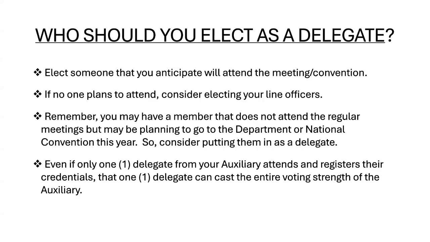Now, who should you elect as a delegate? Elect someone that you anticipate will attend the meeting or convention. If no one plans to attend, consider electing your line officers. Remember, you may have a member that does not attend the regular meetings, but may be planning to go to the department or national convention this year. So consider putting them in as a delegate. Even if only one delegate from your auxiliary attends and registers their credentials, that one delegate can cast the entire voting strength of the auxiliary.